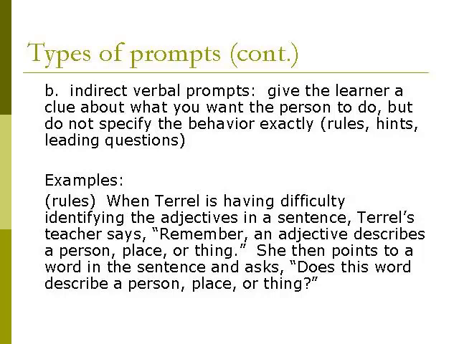The first example is an example of how rules might be used as an indirect verbal prompt. Terrell is having difficulty identifying the adjectives in a sentence. Terrell's teacher says, "Remember, an adjective describes a person, place, or thing." Then she points to a word in the sentence and asks, "Does this word describe a person, place, or thing?" So Terrell's teacher gives the rule, but does not say directly what Terrell is supposed to do. She just gives the rule that will help him to correctly identify the adjectives in the sentence.